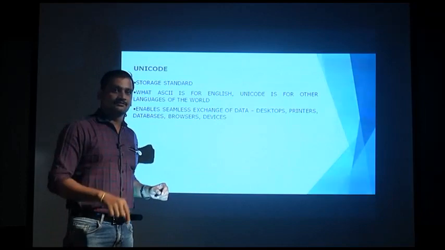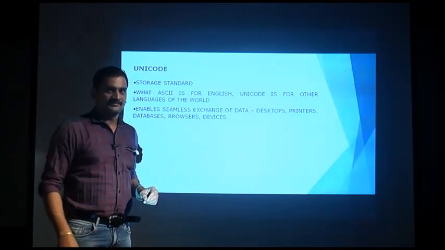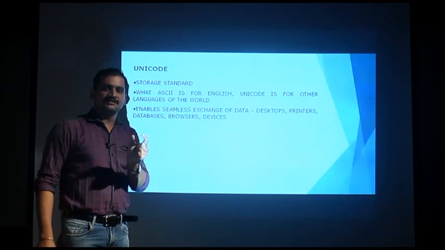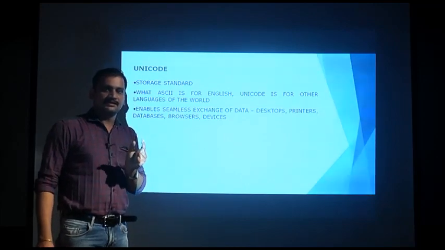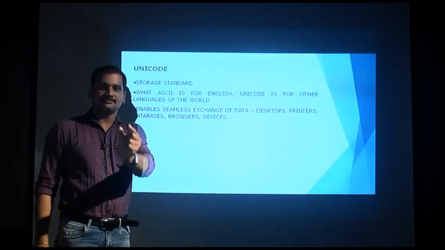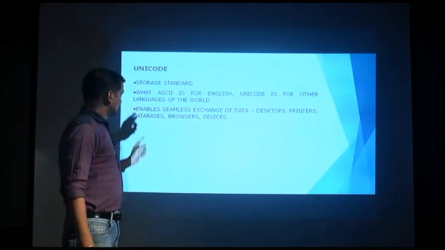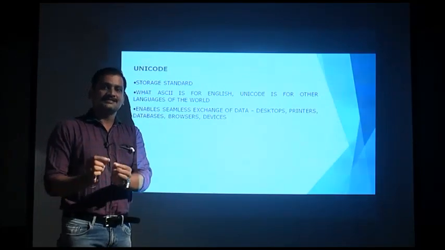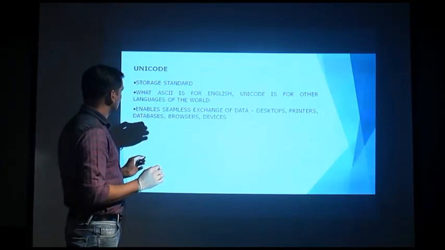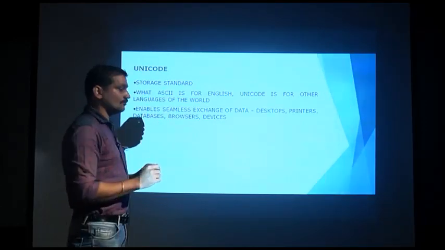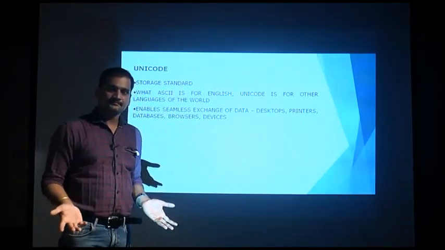In that ASCII code, the value of A is 65. We say the ASCII value of A is 65. That means it is defined that in ASCII code the English character A is stored as 65 in digital form, in binary form. Like in the whole computer world, ASCII is the code for the English language. Similarly, Unicode is for all other languages in the world.